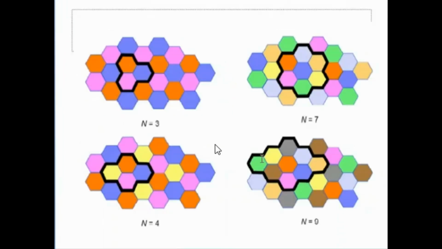Now these are nothing but the cluster sizes. Here the cluster size is 3, that is N = 3. Here the cluster size is 7. Here the cluster size is 4, and here the cluster size is 9. So these are different clusters with different sizes.